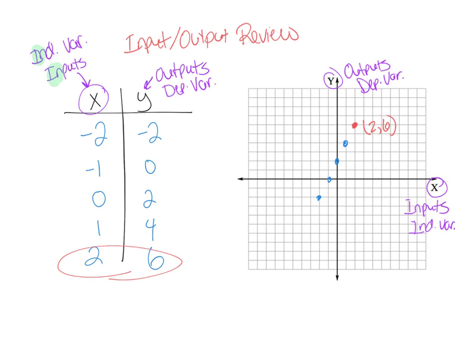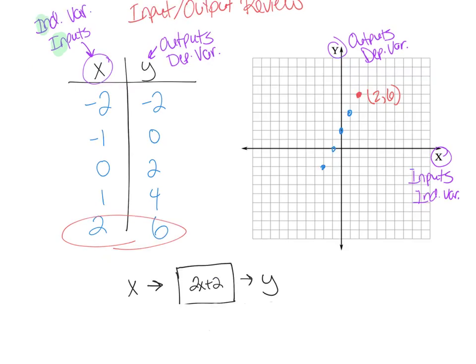And going back to how we started at the beginning of the unit with input-output diagrams, here's an example down here. X is my input, and I then use the rule. So I plug in a number for X. In this case, I would multiply that by 2 and then add 2, and I get my output. As an equation, this would look like Y equals 2X plus 2.